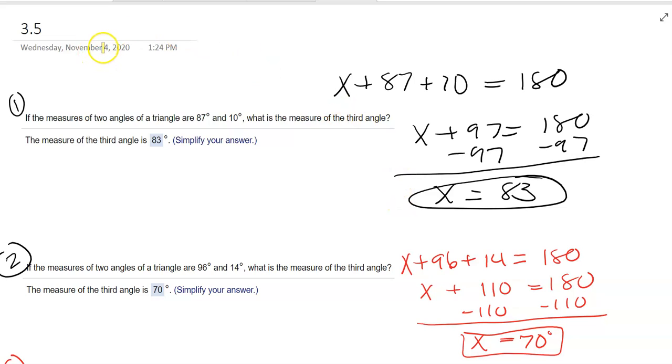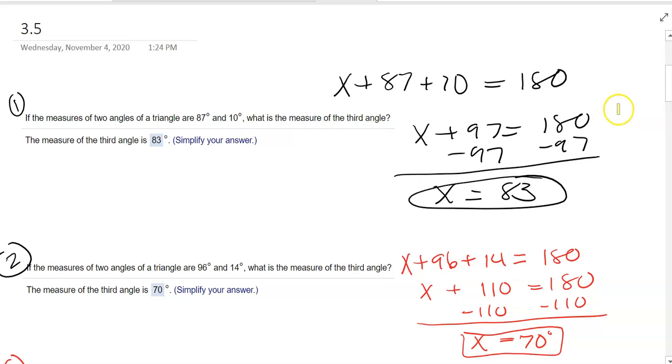Yo, we are looking at section 3.5, and we're just looking at triangles and the sum of their interior angles. So we're given a triangle and it has two angles here of 87 and 10. We simply add those to get 97 and subtract from the total of all angles inside a triangle, which is always 180 degrees. So we subtract that and get 83.